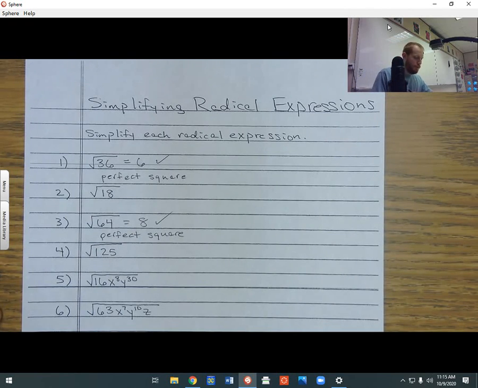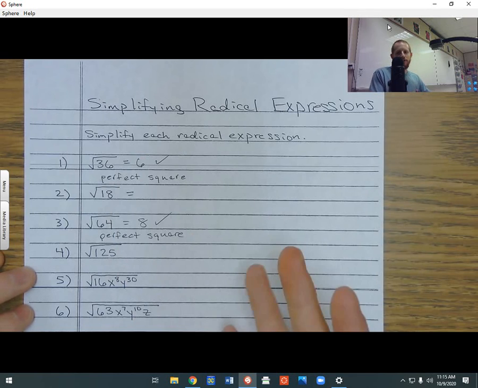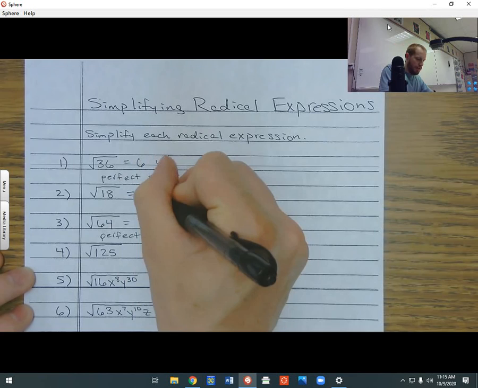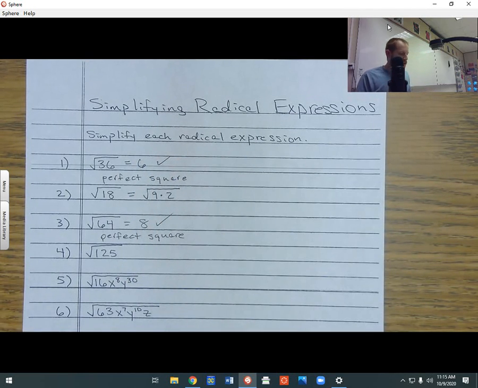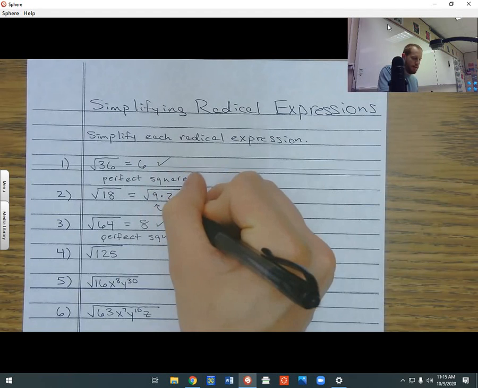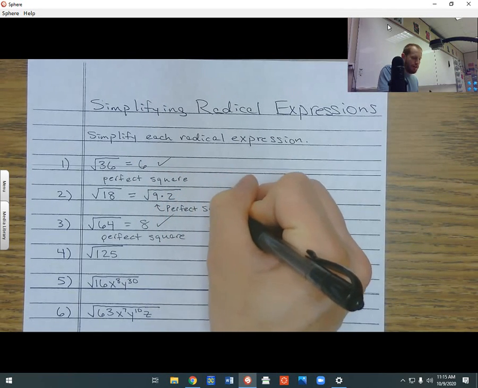So, for example, let's look at square root of 18 right here. I know that 18 is the same thing as 9 times 2. So I can actually break this up into 9 times 2. Okay? So now I know that 18 is 9 times 2, and I know for a fact that 9 is a perfect square. Since 9 is a perfect square, I take it out as a whole number.